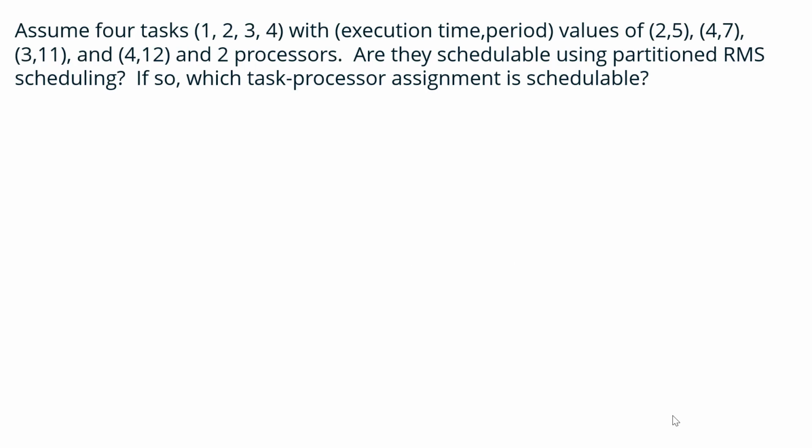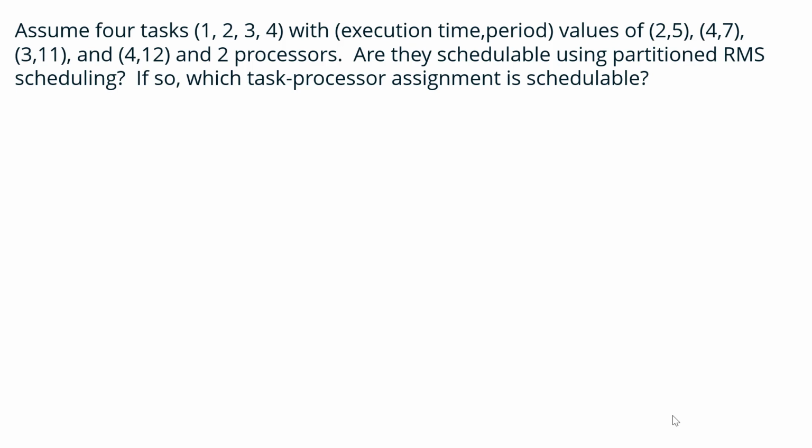Okay, assume 4 tasks, 1, 2, 3, 4, with execution time and period values of 2/5, 4/7, 3/11, and 4/12, and 2 processors. Are they schedulable using partitioned RMS scheduling? If so, which task processor assignment is schedulable?